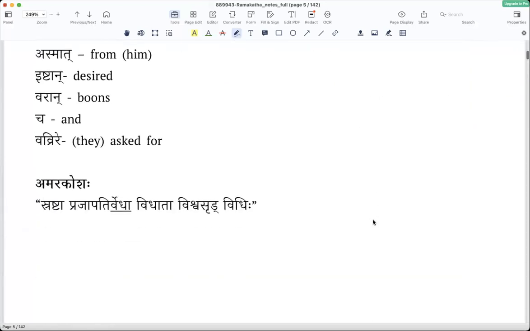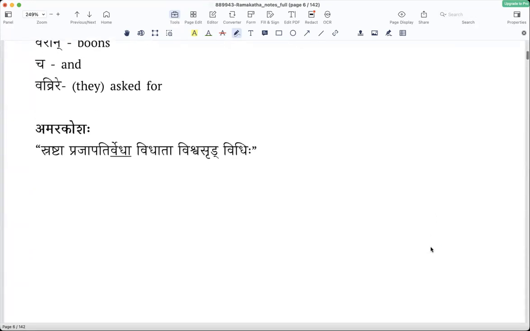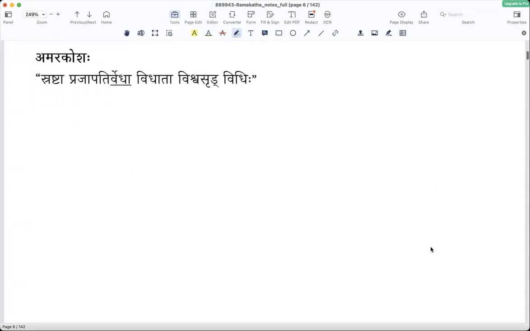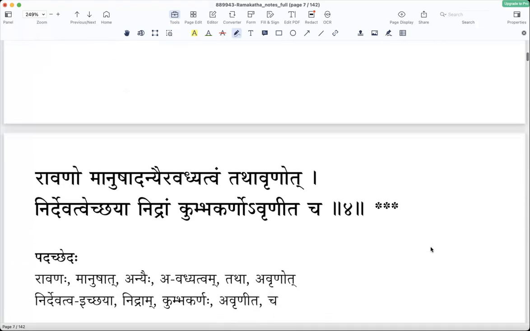You want to look at the Amara Kosham if there is, for Prajapati. Srashta Prajapatir Vedha Vidhata Vishwasrit. Srid. Vishwasrid. Vishwasrit word paathirukken, en paakuren. I think paryaya padam, I think both are final. Let's see. No, there are several places in Bhagavad Gita where it comes as vishvasrit. So I'm a little sorry, one more. Someone else?